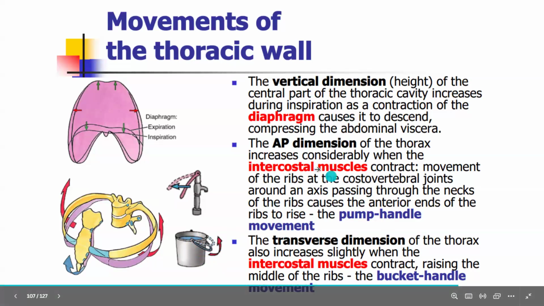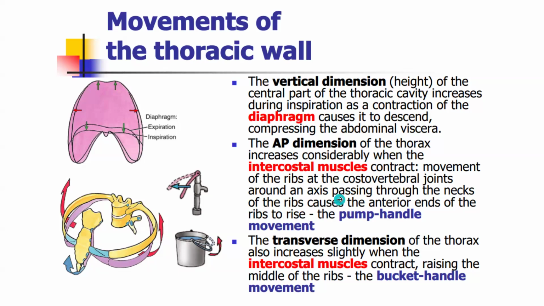The AP dimension resembles the pump handle movement, where it moves anteriorly and outwards, which increases the anterior posterior, the back and front dimension. And they are also caused by the intercostal muscles. The vertical dimension is caused by the diaphragm contracting and pushing all the abdominal contents down to allow the lungs to expand even more and allow air to come in.